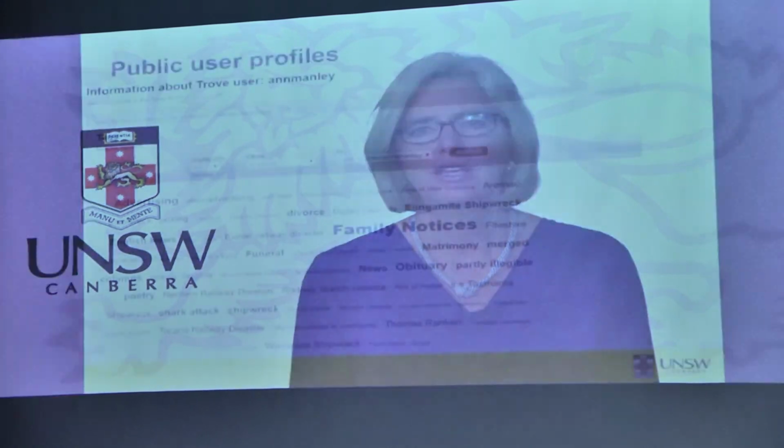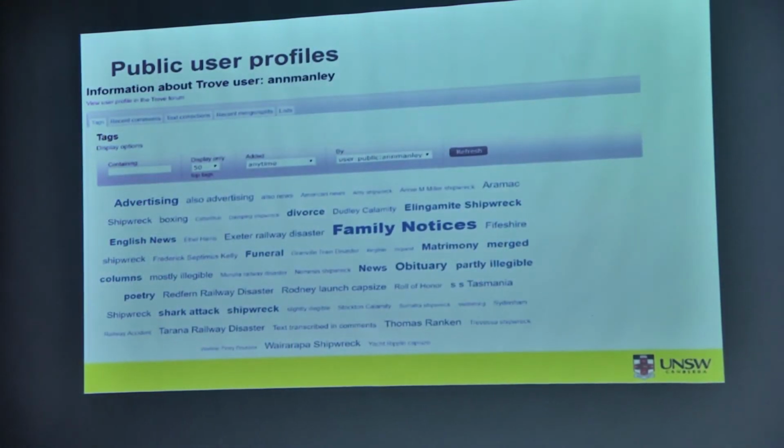The users wanted more than a ranking list, however. They next asked us to be able to see the profile and interests of the users in the ranking around them. Each user can see anyone else's activity, including tags, comments, text corrections, and lists they have curated. For users who have the tag cloud, it is clear to see their interests. In this example, the user is interested in shipwrecks, railway disasters, obituaries, family notices, and poetry.